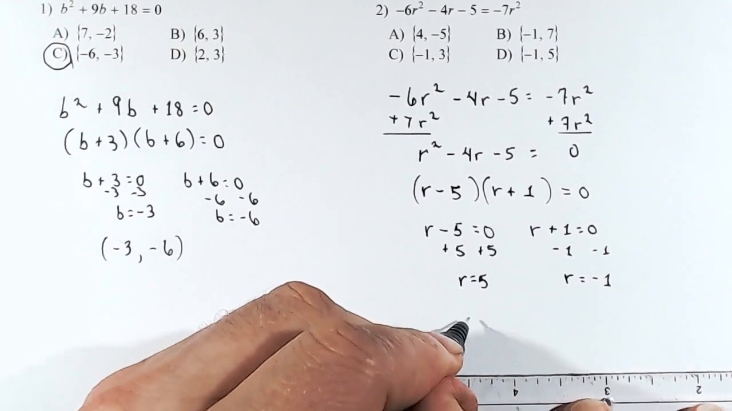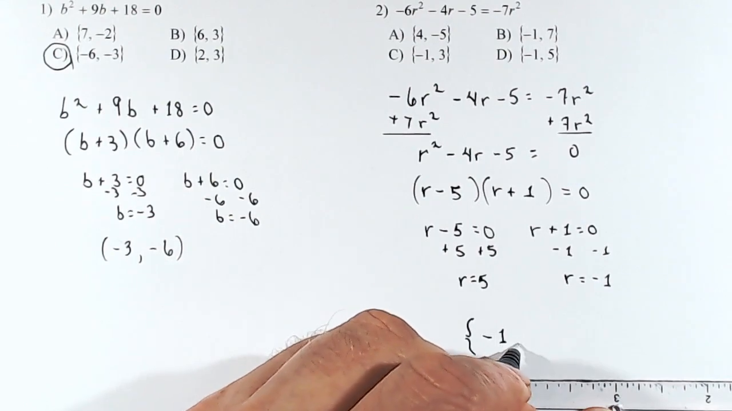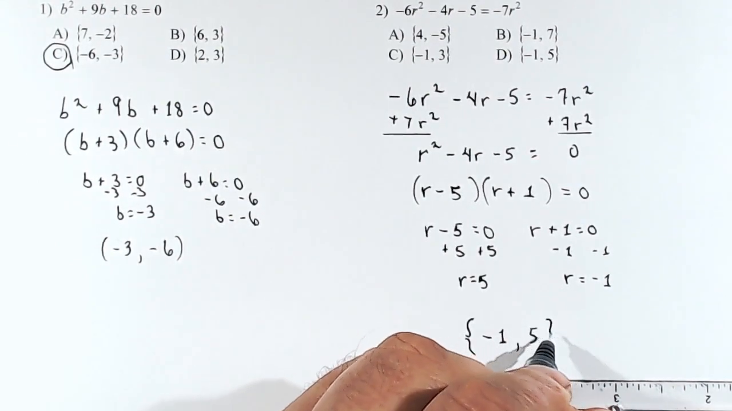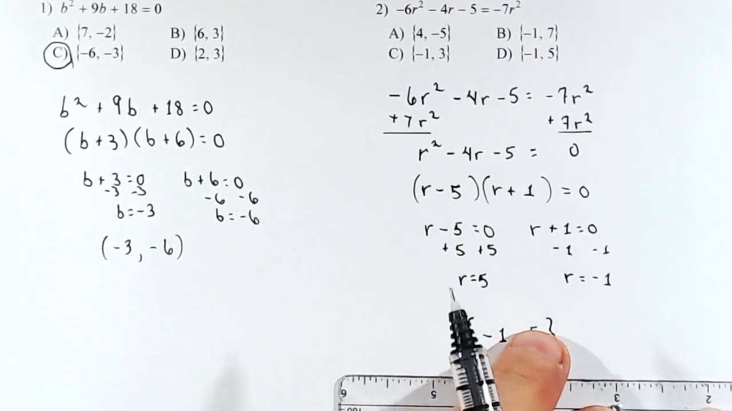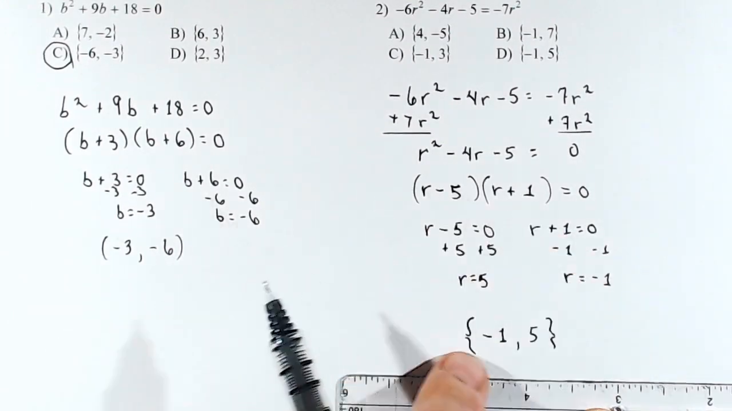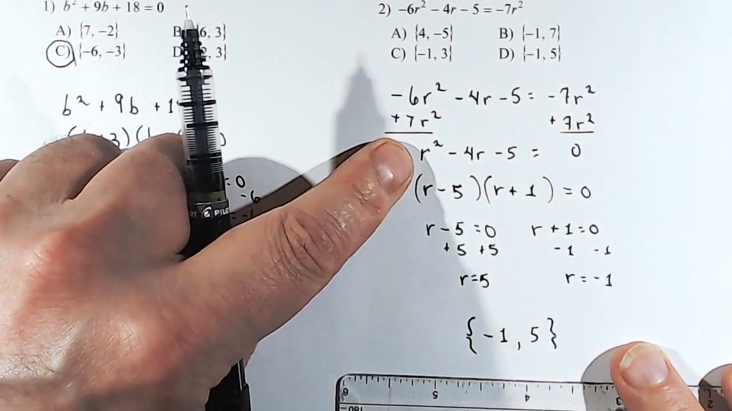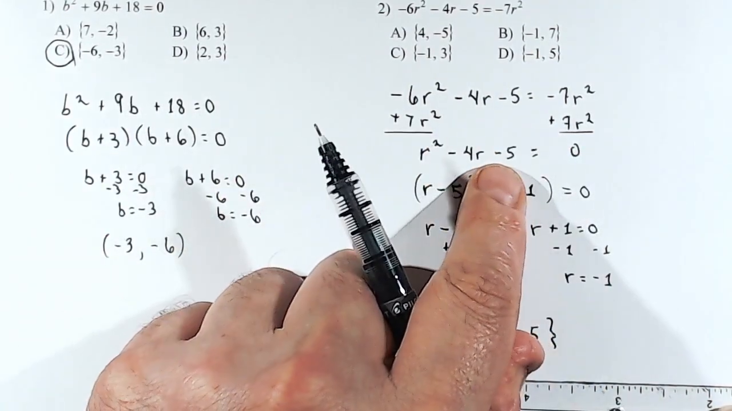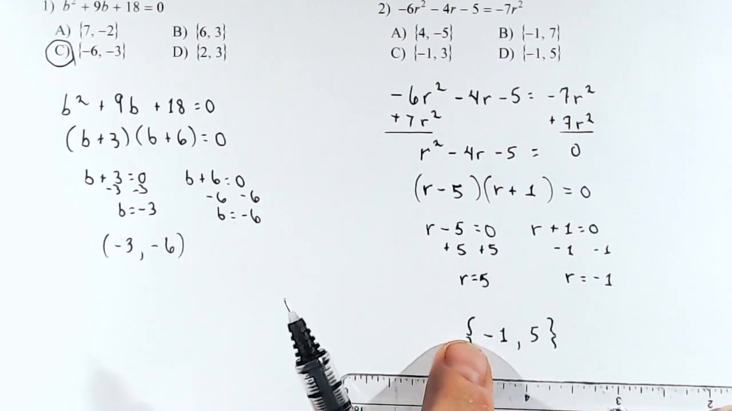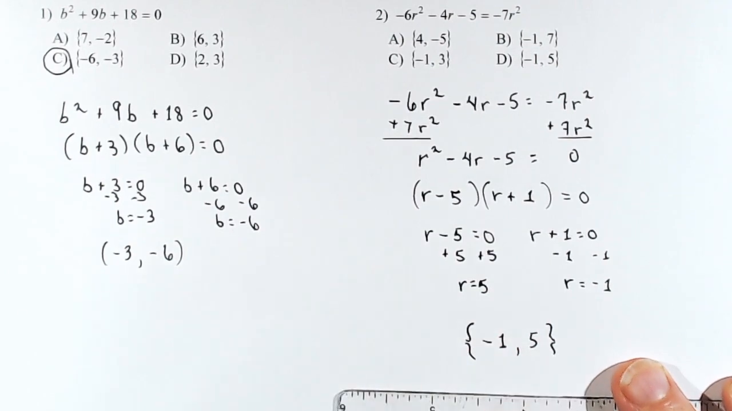I'll write this in the solution form: negative 1 and 5. This is how they want it. So these are the two real solutions. And remember, this is where this quadratic equation crosses the x-axis. It has a positive leading coefficient, so we know that it opens upward, with a y-intercept at negative 5, and it crosses the x-axis at these two places. We successfully factored and solved this quadratic equation. So it's D.